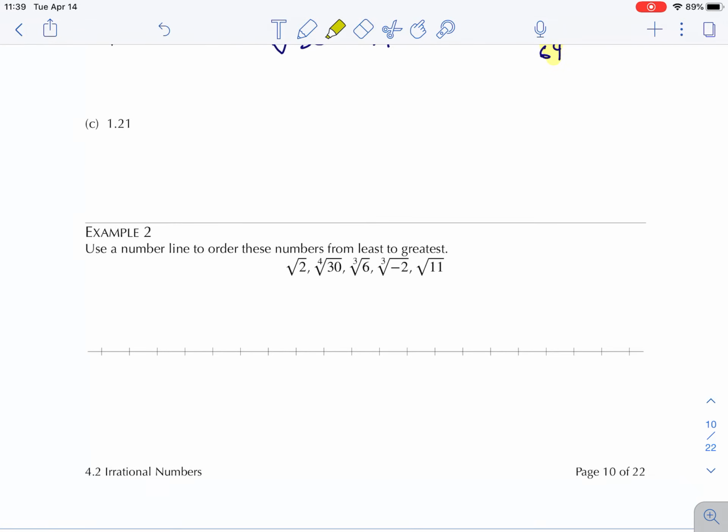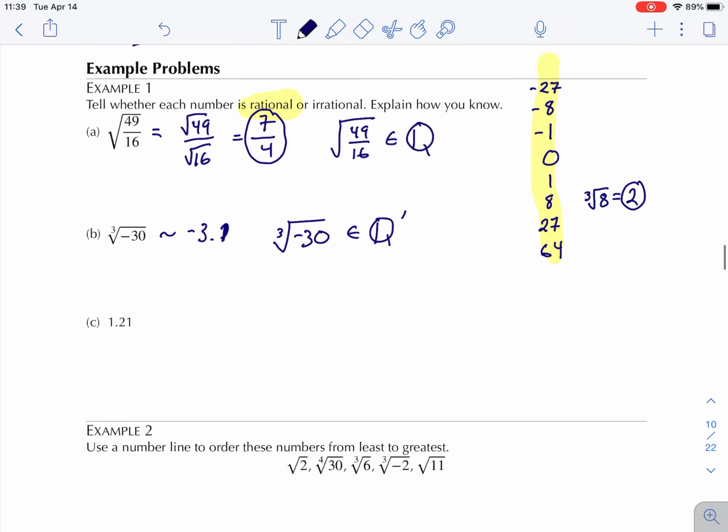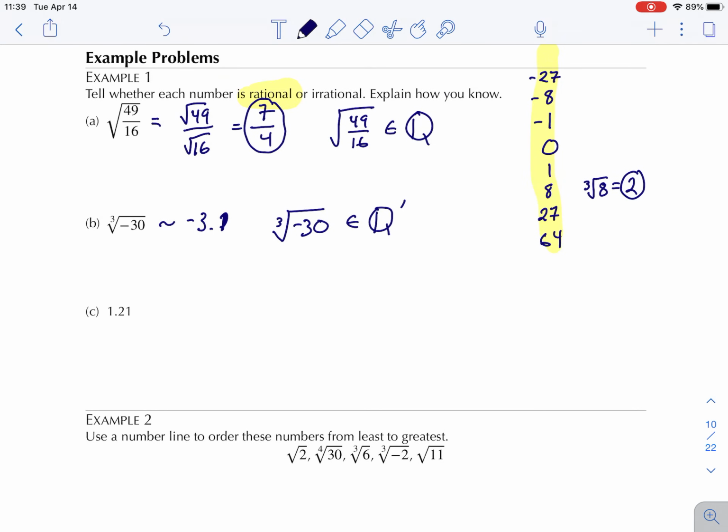All right, now let's take a look at 1.21. Now, this number here is a terminating decimal. A terminating decimal means that it is an element of the rational numbers. We can rewrite 1.21 as a fraction, 121 divided by 100. And that is a fraction of integers. 121 is an integer, 100 is an integer, and a fraction of integers means that it is going to be a rational number.